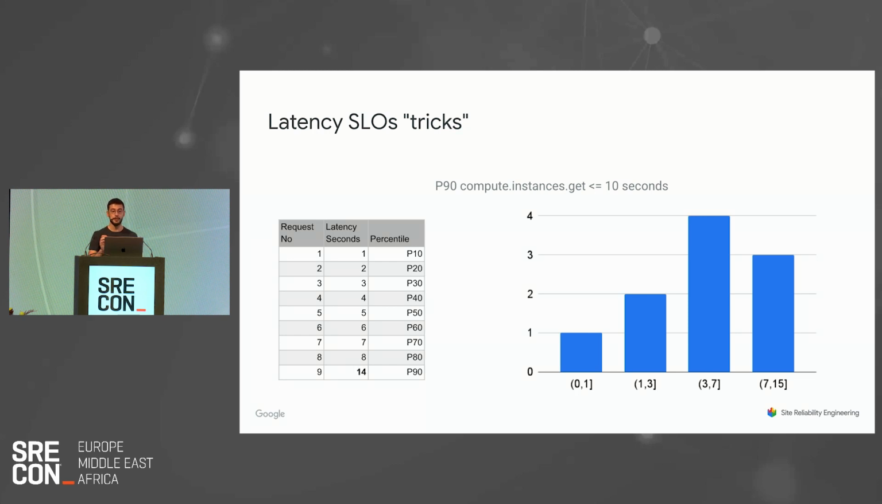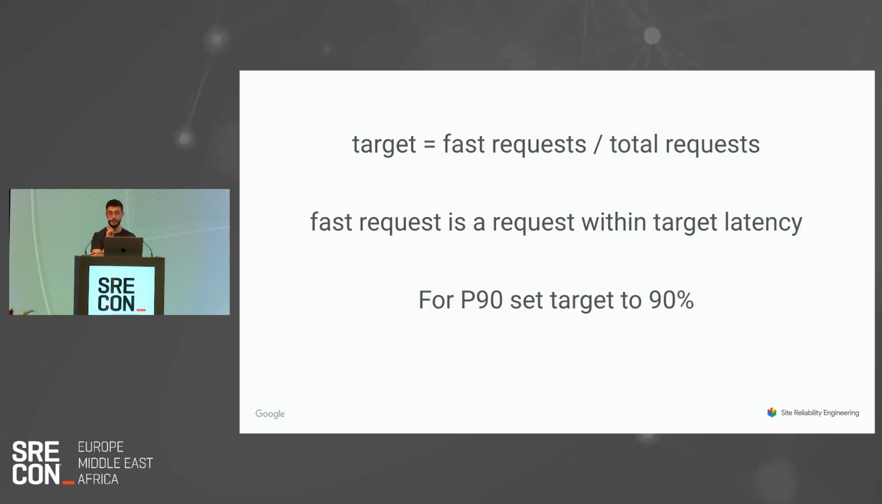But worse, if I change the duration of the last request, the histogram doesn't change at all. Now I'm violating my SLO, but the naive percentile would yield the wrong answer. The solution, in fact, is to turn latency SLOs into something similar to availability SLOs by counting how many slow and how many fast requests we have.